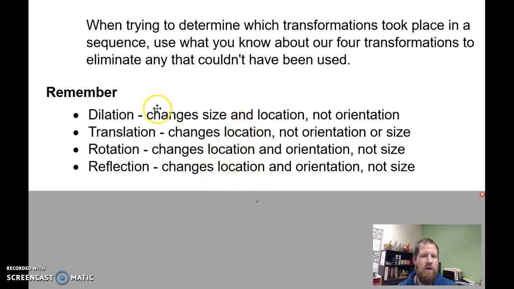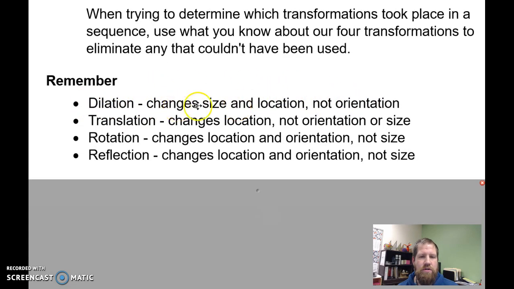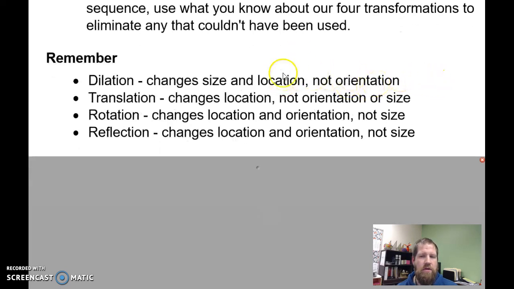Remember, if you have two figures that are different sizes, there had to be at least one dilation in there, right? Because dilation changes the size and the location, although not the quadrant. It'll never change the quadrant that a point is in, and it won't change the orientation. It's a good thing to remember that the change in location from a dilation doesn't change the quadrant.